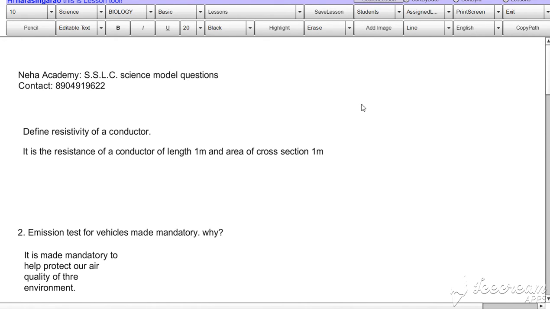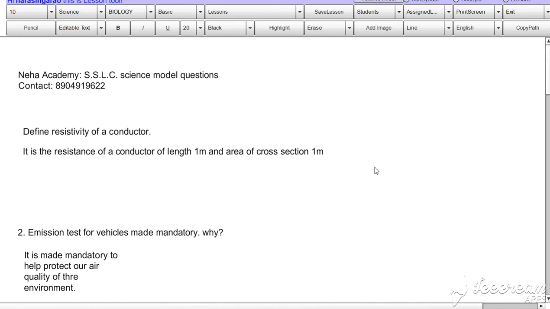SLC Science Model Questions we are discussing. We already discussed 15 slides of 5 minutes each. In that, 8 questions of 1 mark questions, not multiple choice. The new model questions where there are 8 questions asked, and those questions are discussed here. And here are some of the questions. First question is, you can see, define resistivity of a conductor.